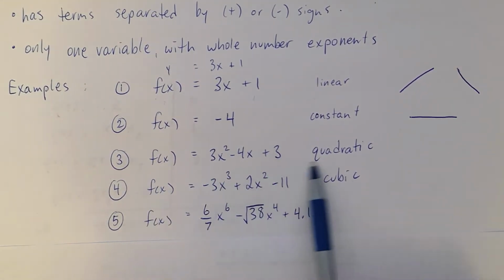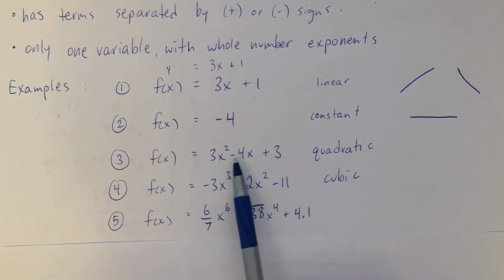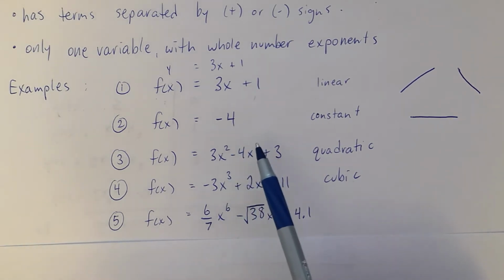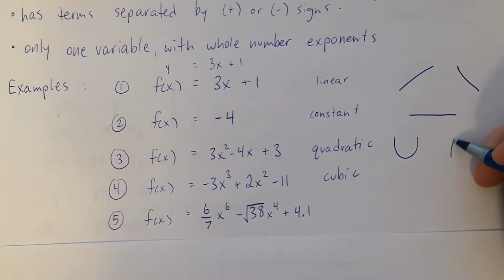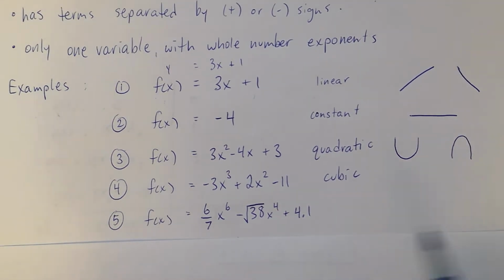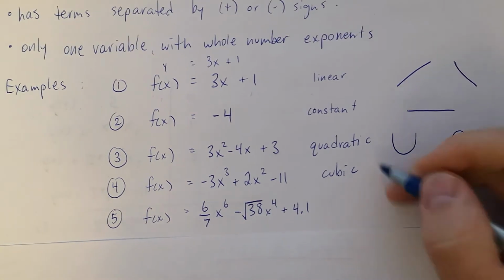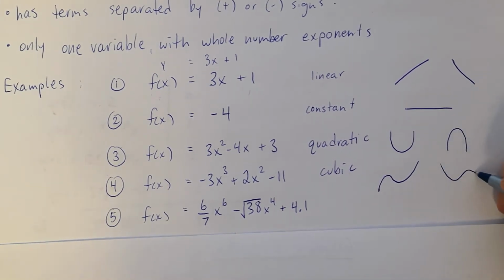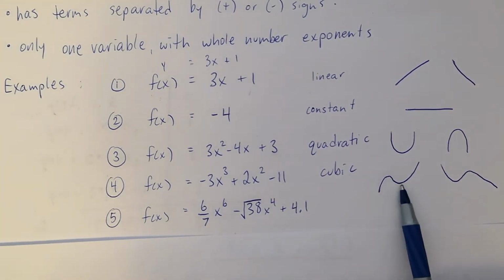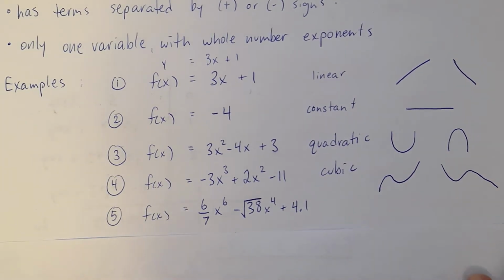This guy here, this is an example of a quadratic. And what you're just seeing is that there's terms separated by plus or minus signs. It's only one variable, so x, and whole numbers as exponents. Quadratic functions are parabolas. They can look like this or like this. Okay, fourth example is a cubic, which means it has a power of 3. Those can look a couple different ways as well. Generally like this or like this, but we'll see different examples where you might not actually have this up-down motion, but that's a good visualization there.